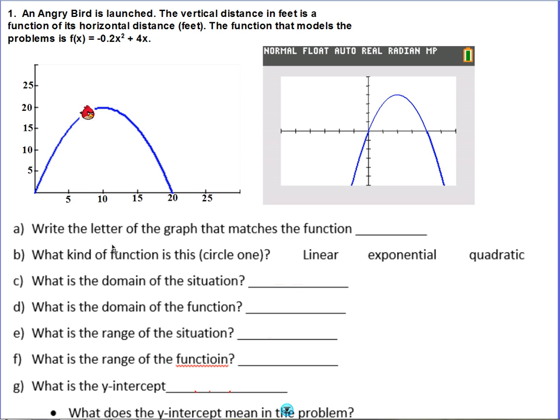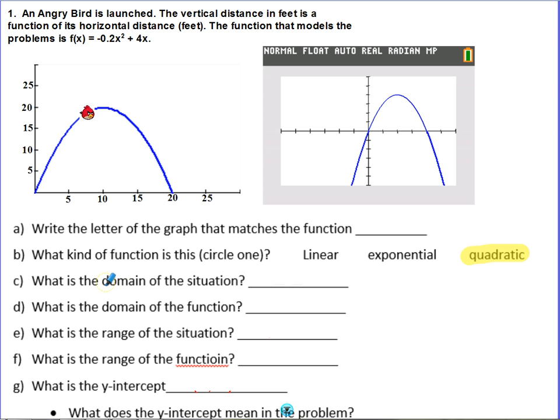In your activity in class, you're going to have to write the letter of the graph that matches the function. That'll make more sense when you're actually in class, so we're going to skip that for now because it doesn't apply to the video. What kind of function is this? This is a quadratic function. It made a parabola shape.